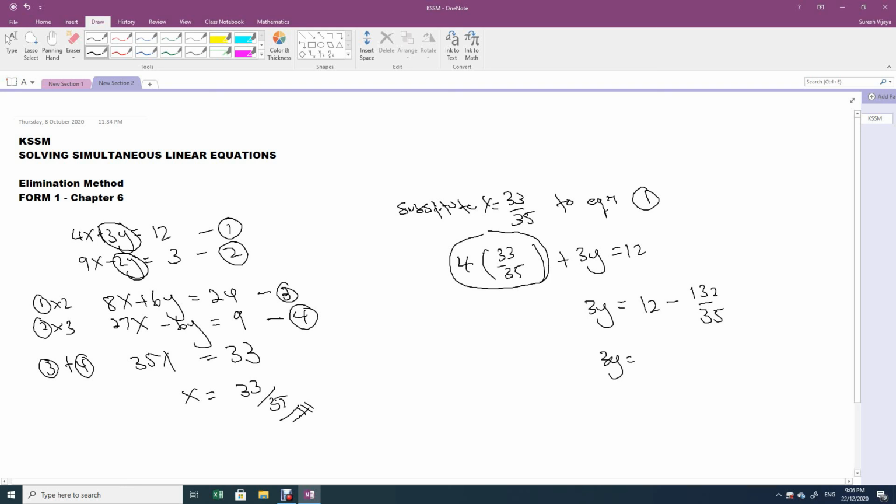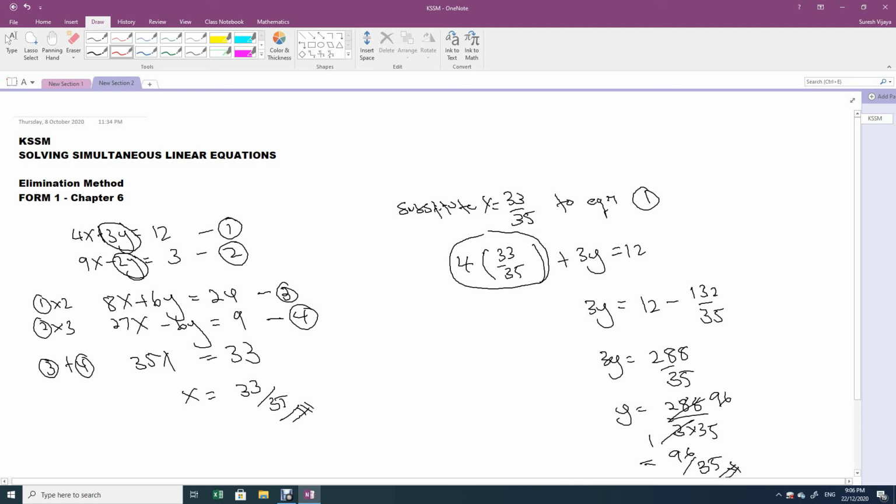So 3y will be 288 over 35, y will be 288 divided by 3 times 35, which gives 96 over 35. So you will have the answer 96 over 35. Okay, so this is the answer for the elimination method.